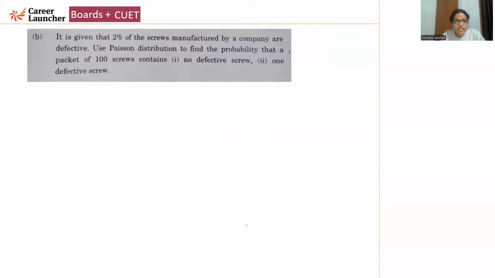So moving on to the next part, the next question is, it is given that 2% of the screws manufactured by a company are defective. We need to make use of Poisson distribution.